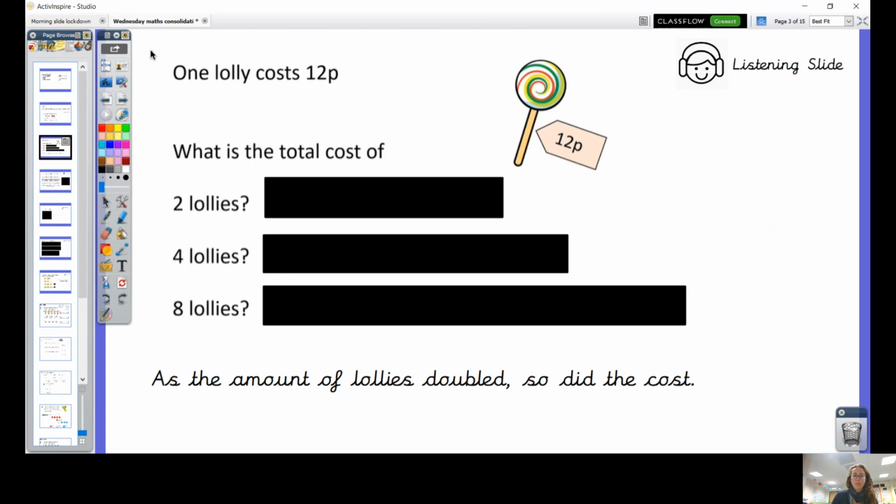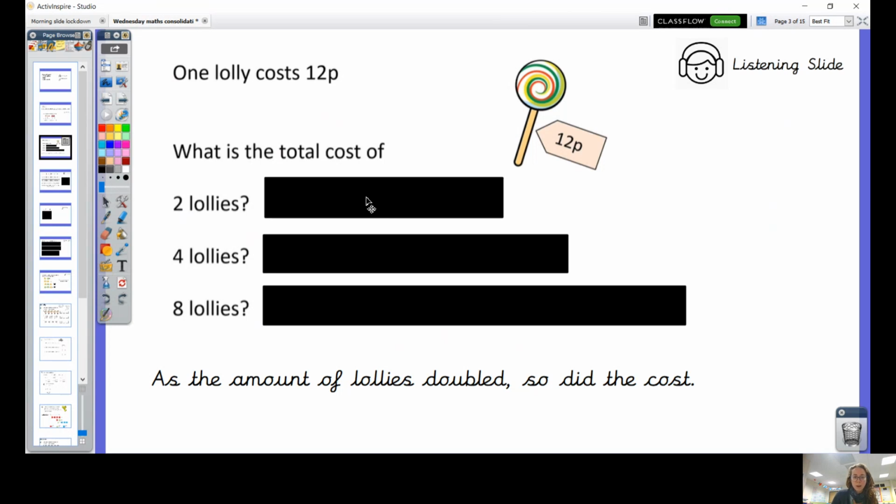So let's have a look at this slide. It's a listening slide, so you can pop your pencil down and just pay your full attention onto the screen for the moment. 1 lolly costs 12p. We can see that through the picture here. What is the total cost of 2 lollies? Just have a think, don't need to write it down, have a think about what calculation we're going to need to do here.